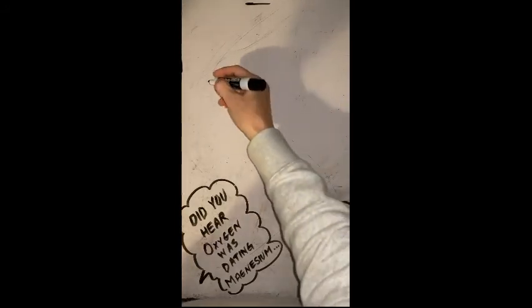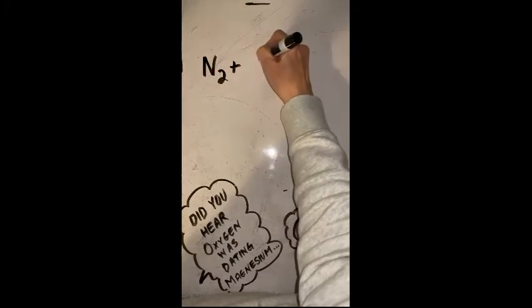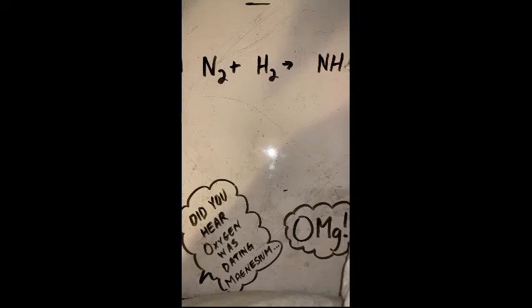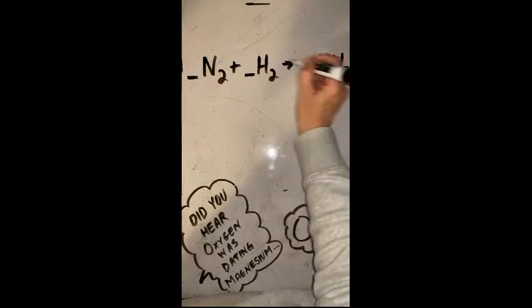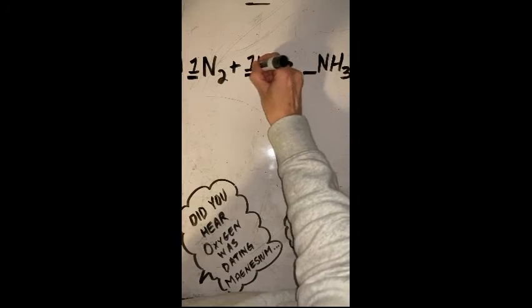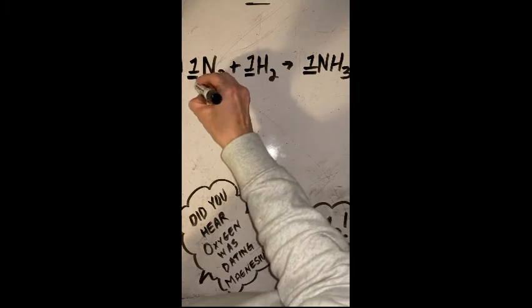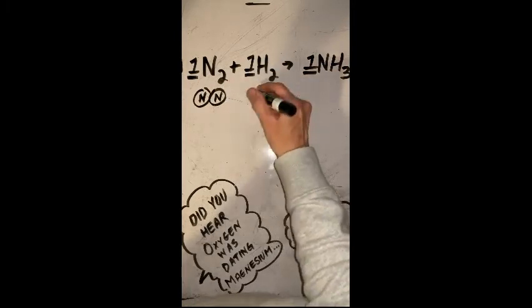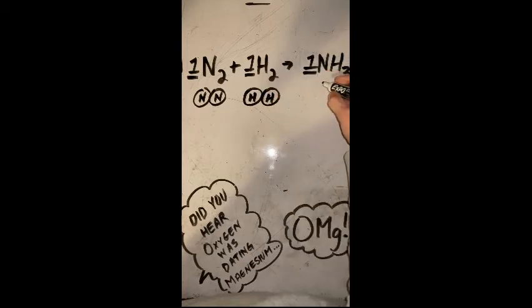Let's take a look at another example. This time, we're going to react nitrogen with hydrogen to form ammonia. The coefficients, let's keep it simple. Let's keep the coefficients all 1. Again, we'll start with particle pictures. We have 1 mole of nitrogen, which we'll represent with 1 set of nitrogen, reacting with 1 set of hydrogen to produce 1 set of NH3, or ammonia.